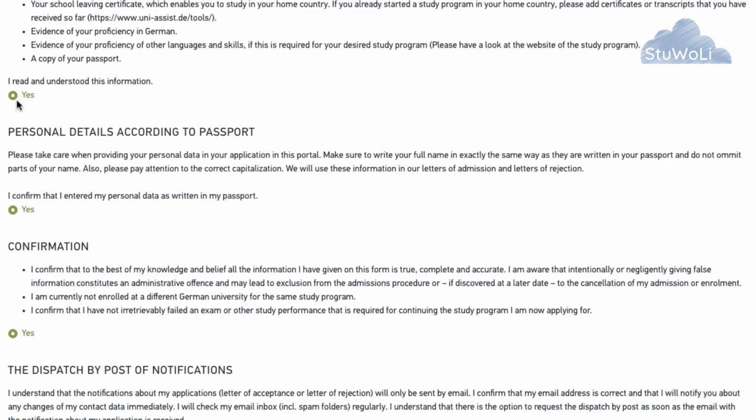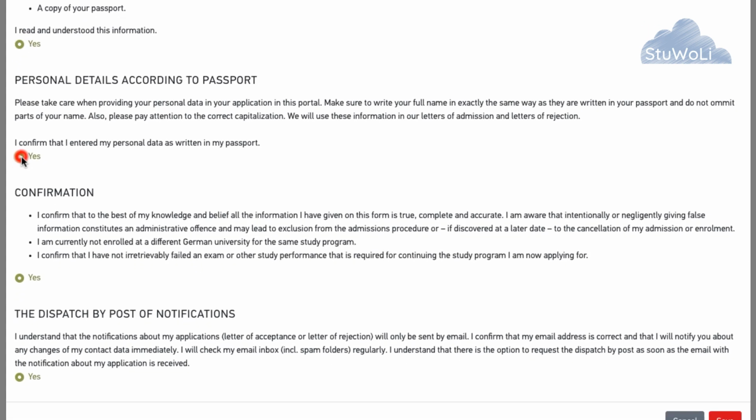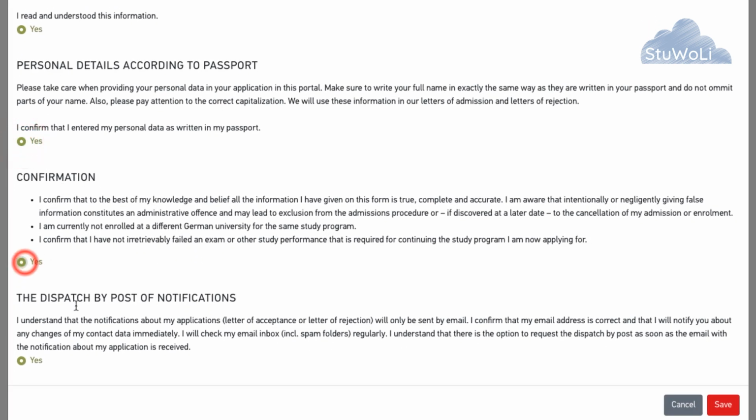You see the green ones, they were red. I read and understood this information. Yes. I confirmed that my personal data is correct. Yes. Okay, I confirmed this and that. Yes, I dispatched this and that. Yes. You can read all this, right? This is basically your signature every time you click on yes to say yes, I agree with this stuff.